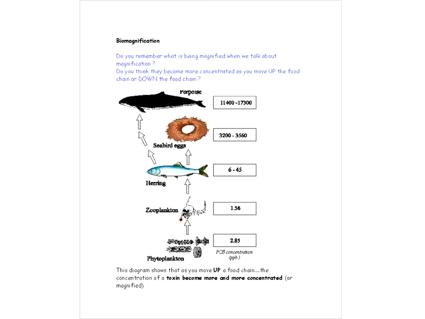And the reason is because creatures, as they get larger, are eating larger and larger numbers of the smaller creatures. So they're getting more and more of the toxins from those creatures.